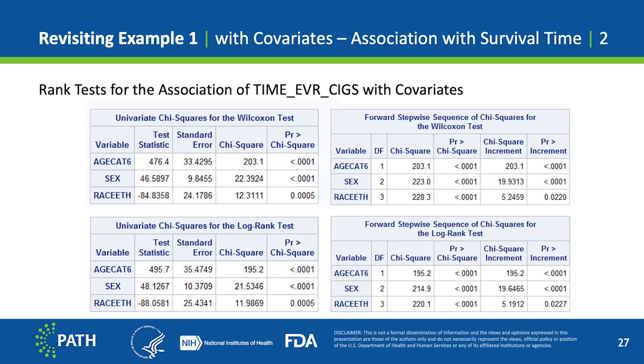The difference between the Wilcoxon test and the log-rank test is how they weight the events. The Wilcoxon method places more weight on failures that happened at earlier time points, whereas the log-rank test weights the failures that happen at different times equally. Usually, we just look at the log-rank test.